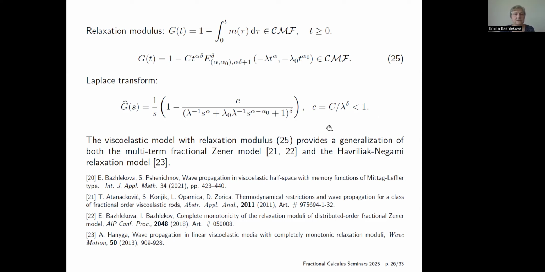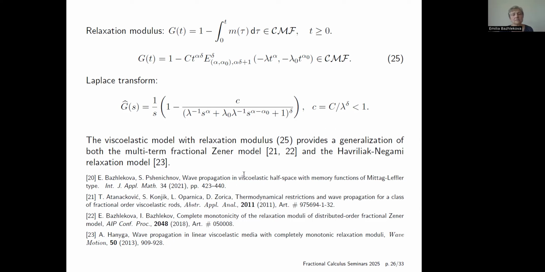From the representation of its Laplace transform, we can say that this viscoelastic model provides a generalization of both the multi-term fractional Zener model and the Havriliak-Negami relaxation model, which are considered in papers 21 to 23. And this model with binomial Mittag-Leffler functions is studied in paper 20.